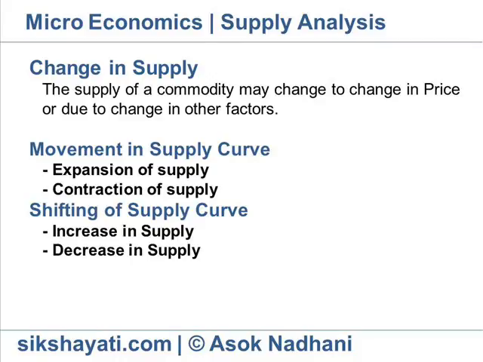Factors for decrease in supply: obsolete technique of production, increase in price of substitute goods, increase in the cost of production, increase in the expected price of goods, unfavorable changes in government policy.